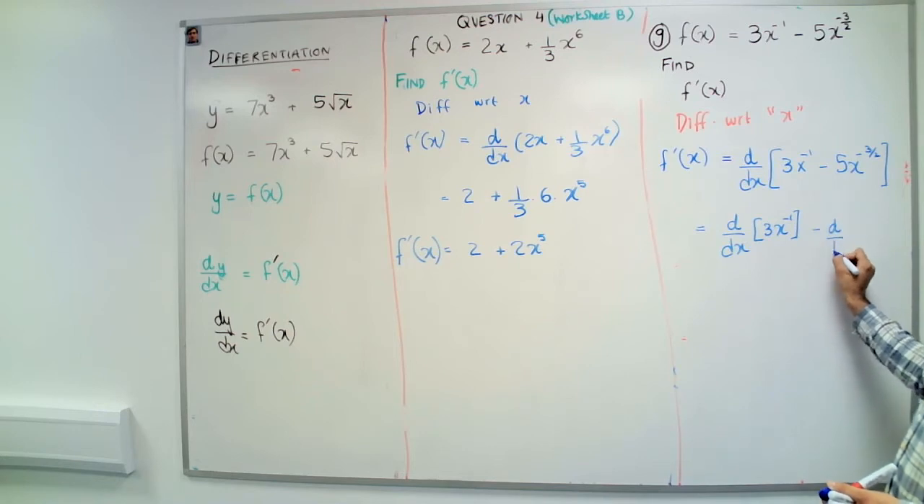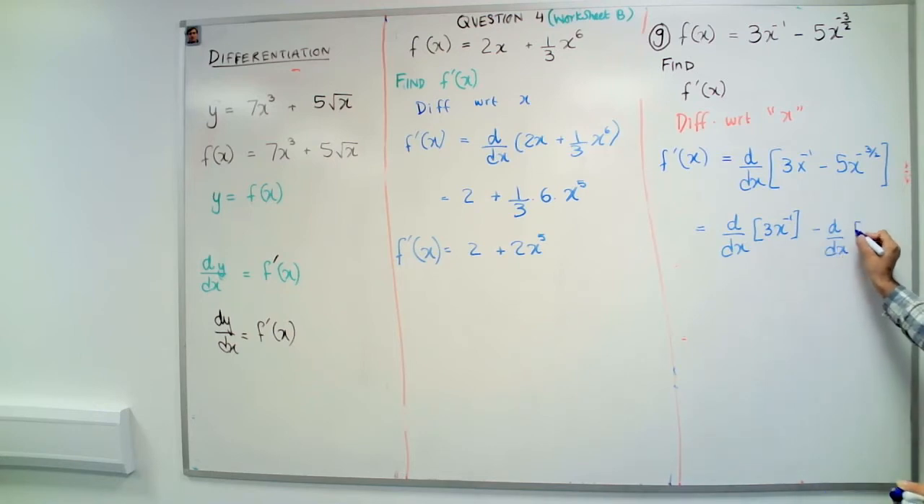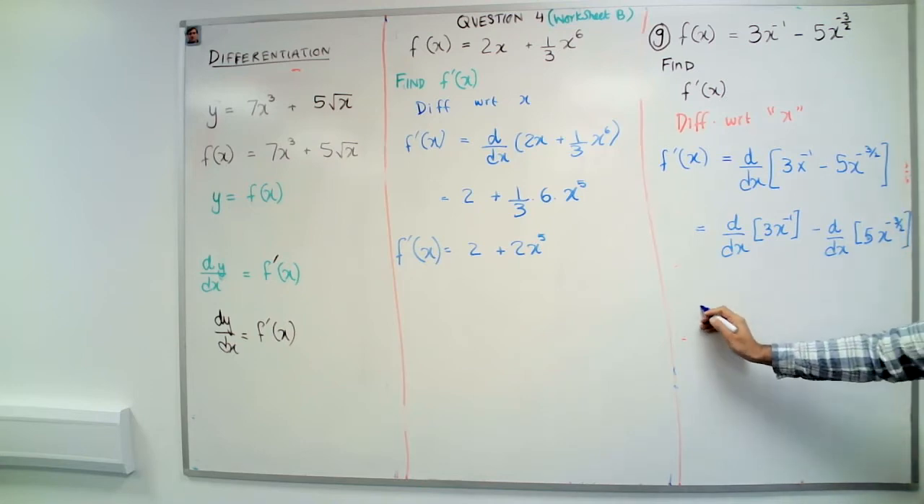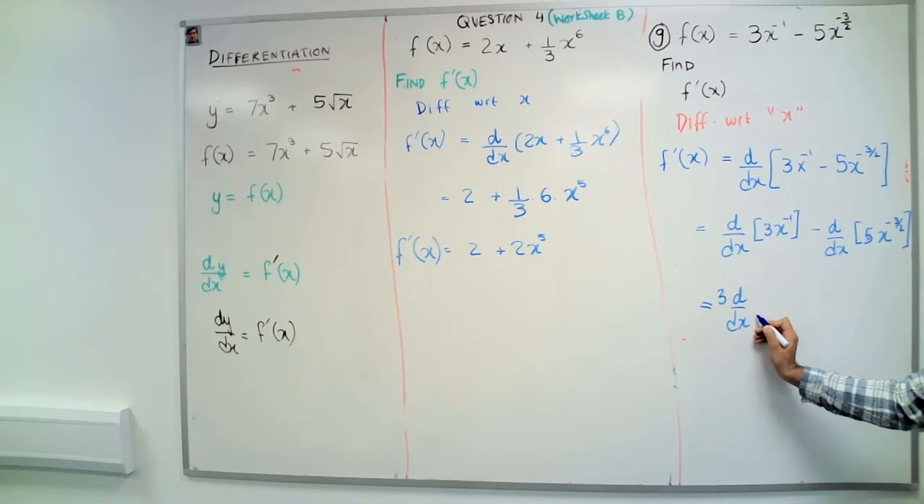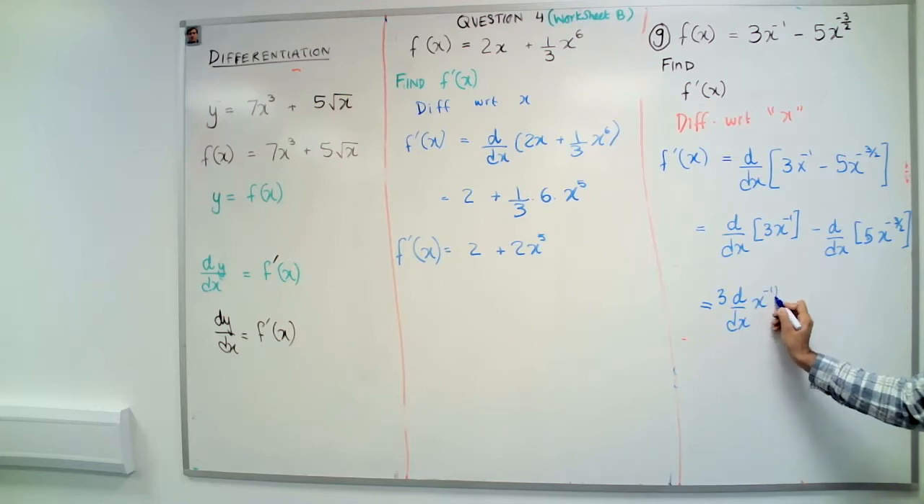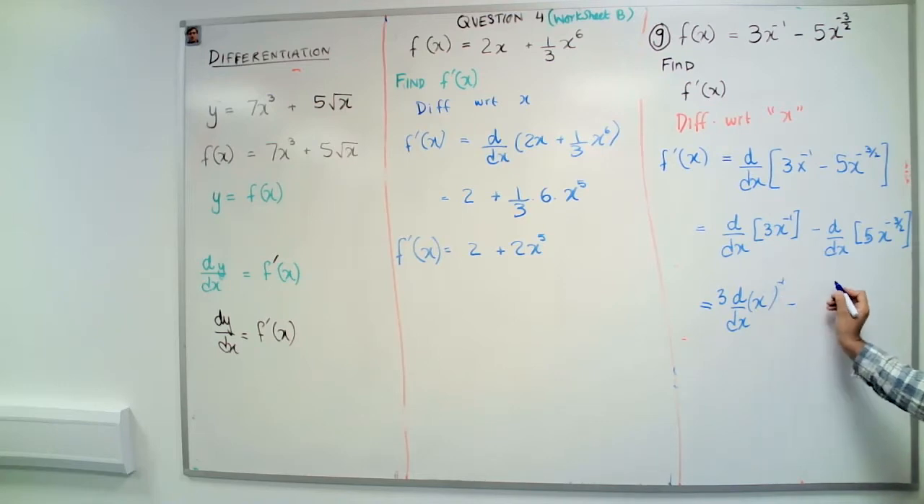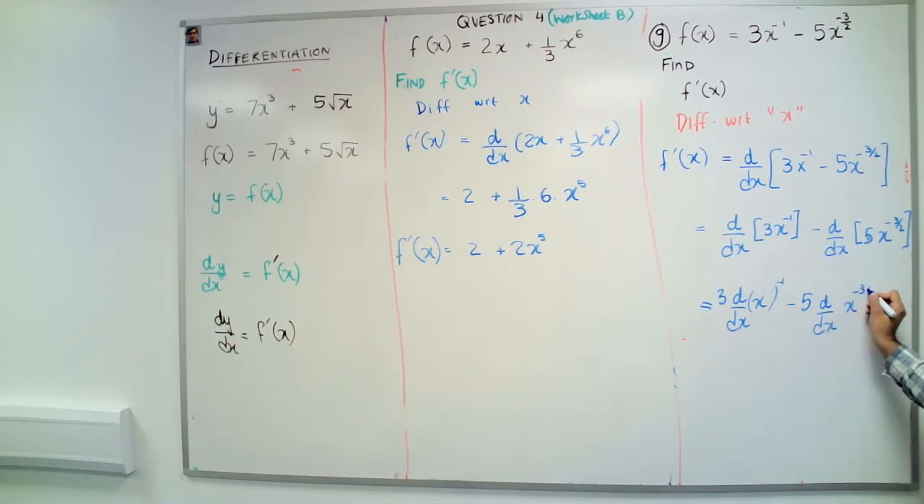Minus d over dx of 5x to the minus 3 over 2. The way it's going to work is this: the 3 comes out, and I have to differentiate the x to the power minus 1. Let me put minus 1 outside the bracket. And here, the 5 comes out, and I need to differentiate the x to the power minus 3 over 2.